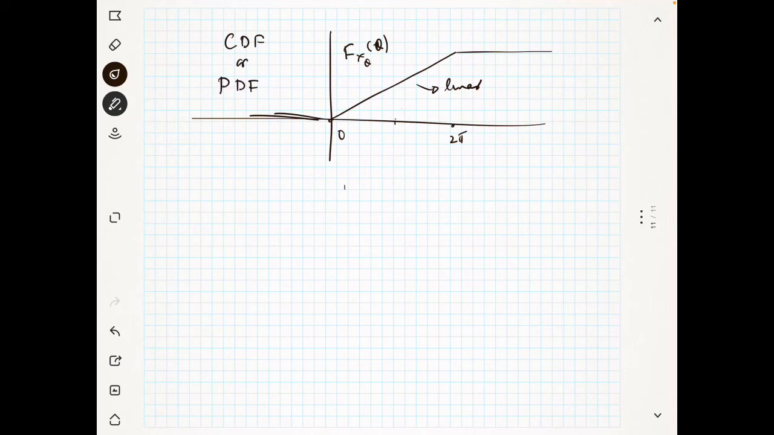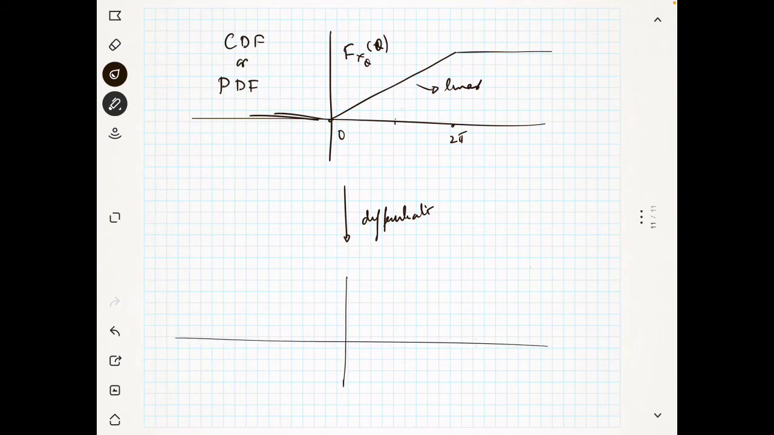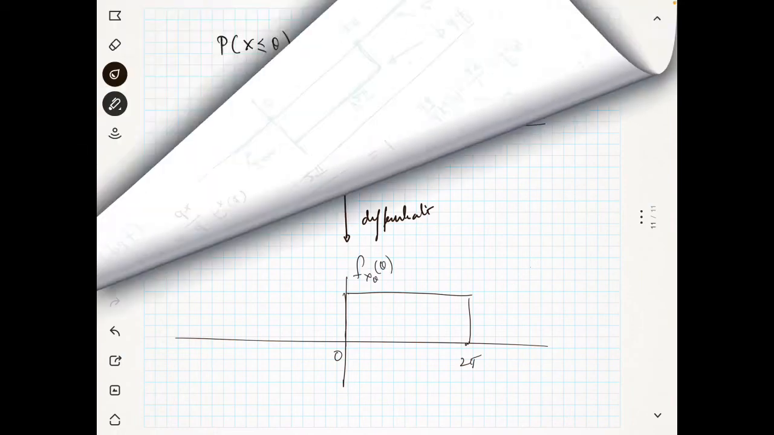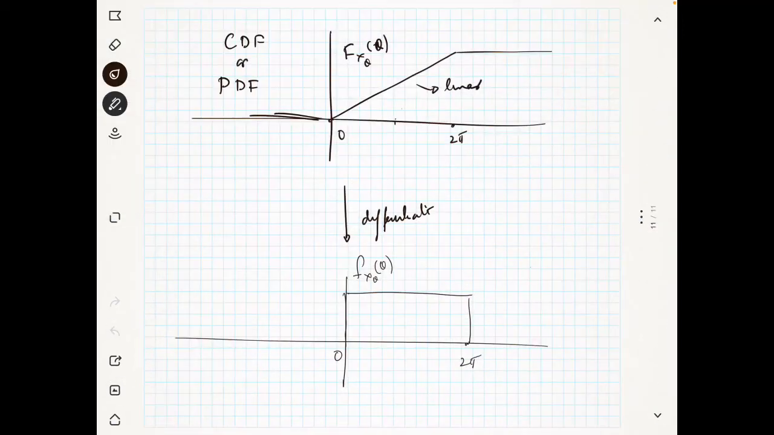Okay, then if I differentiate, what I am going to get is a graph like this, 0 and 2 pi, which is a constant, and this is the fx theta of theta. Okay, so you can see here this is fx theta of theta. So this is the idea of the PDF.